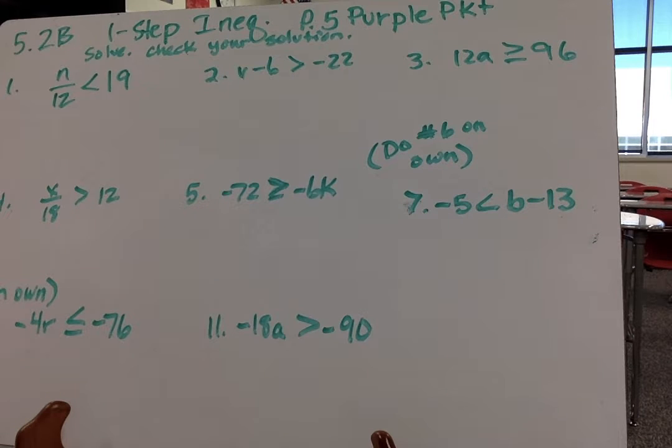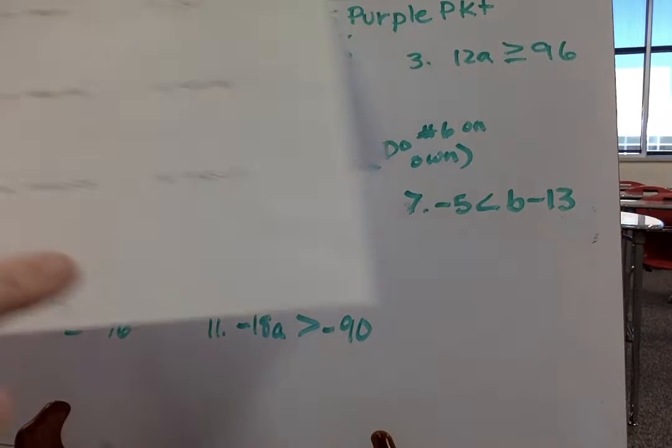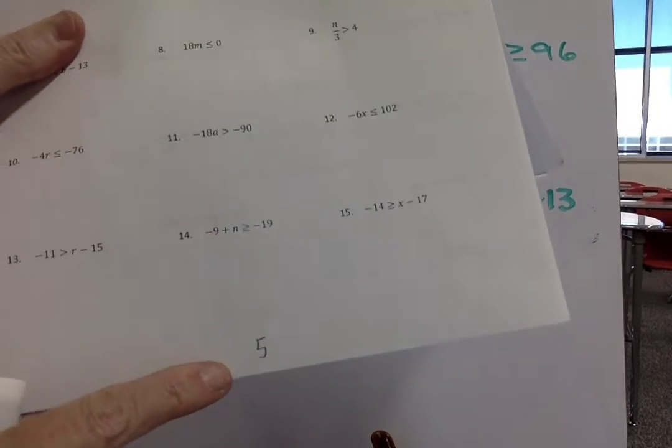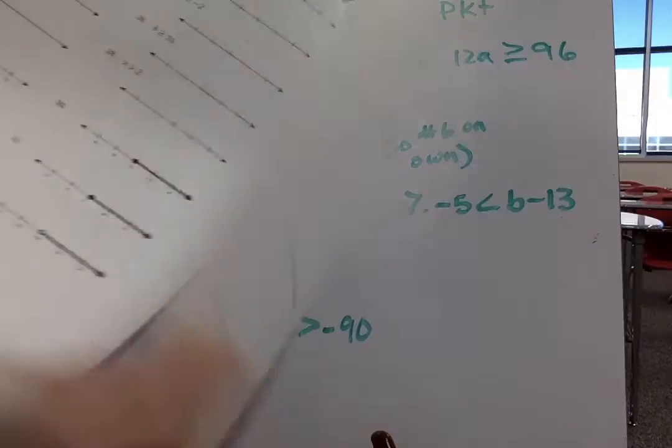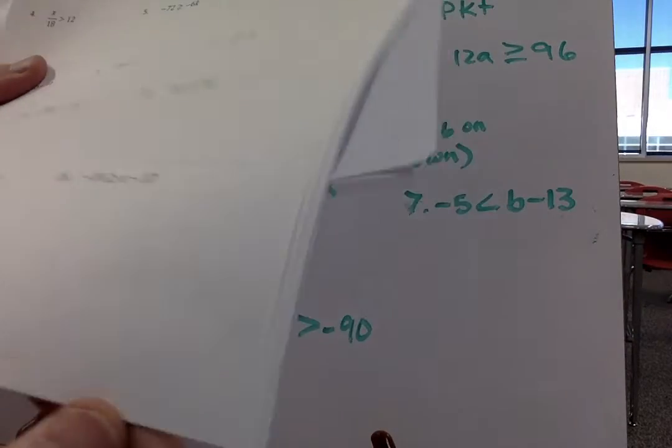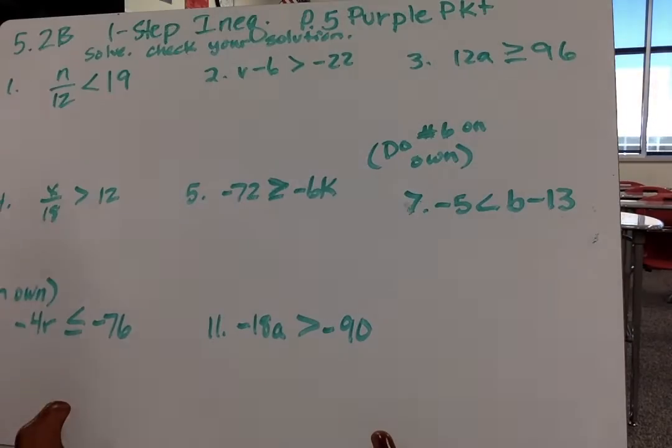Hello students, today we will be doing 5.2b in the purple packet. This should be page 5, and if you haven't written it down, make sure you put it at the bottom of the page, page 5, and make sure you number the other ones 4, 3, 2, and go all the way through the packet, all the way to the end, okay?